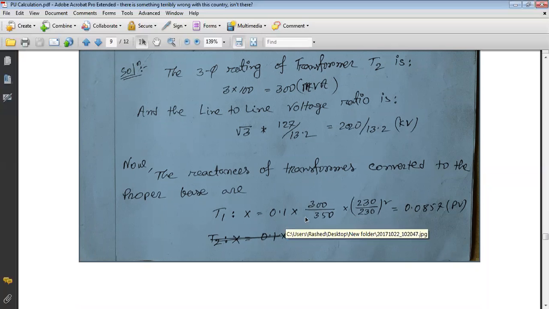The 10% reactance, that is 0.1, and the voltage bases are the same, so that ratio should be 1. So the final answer is 0.0857 per unit. This is the reactance of transformer T1, the new per unit reactance.